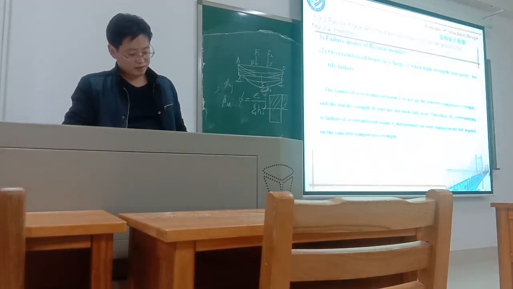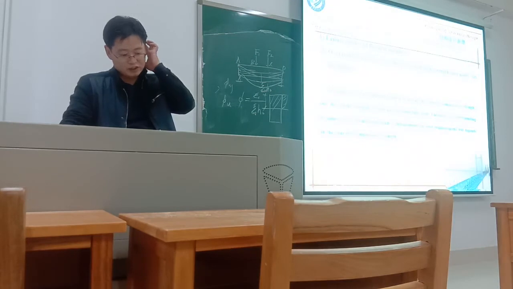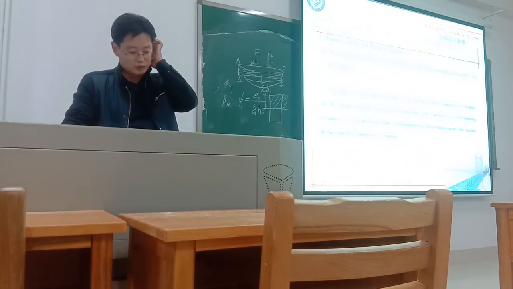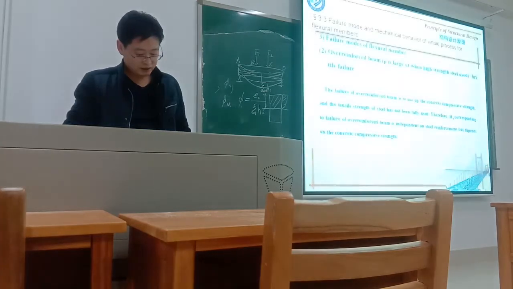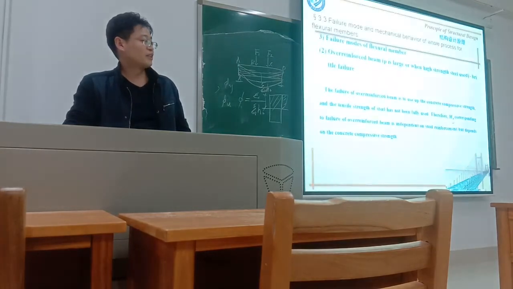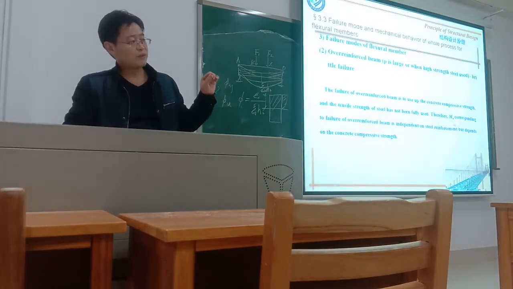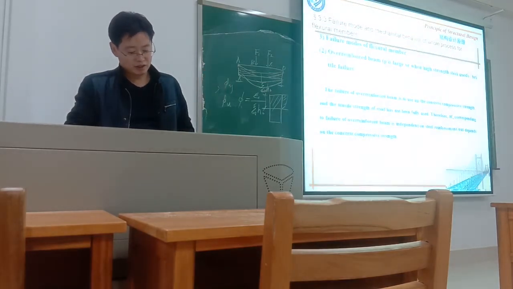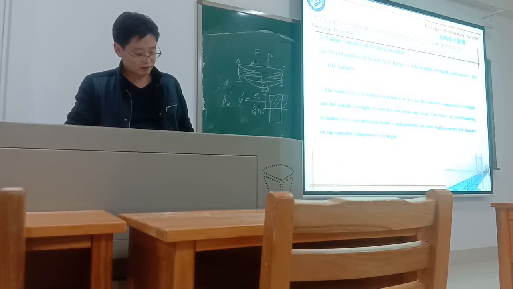The failure of the over-reinforcement beam uses up the concrete compressive strength, and the tensile strength still has not been fully used. Therefore, M_u means ultimate, the largest load, the largest moment before destruction. M_u corresponding to the failure of the over-reinforcement beam is independent of the steel reinforcement, but dependent on the concrete compressive stress.